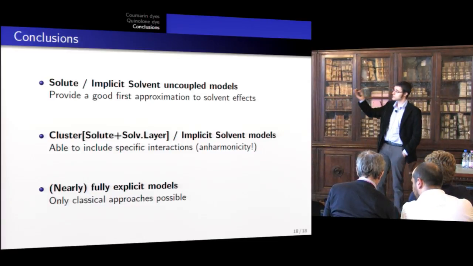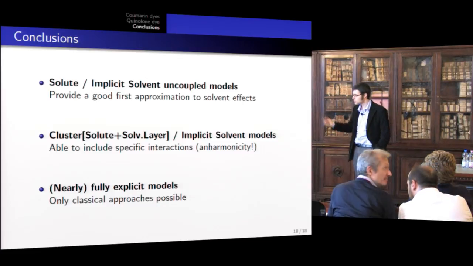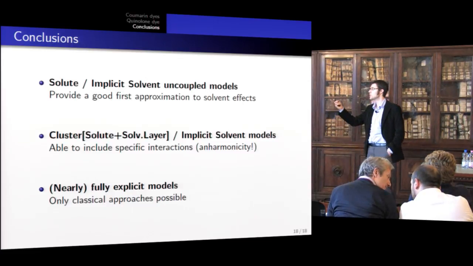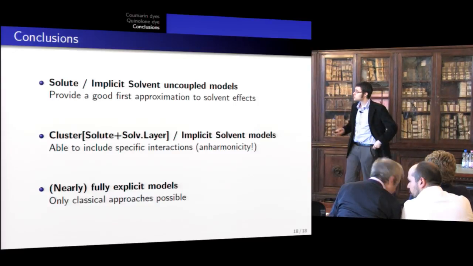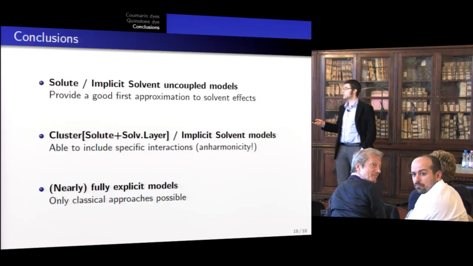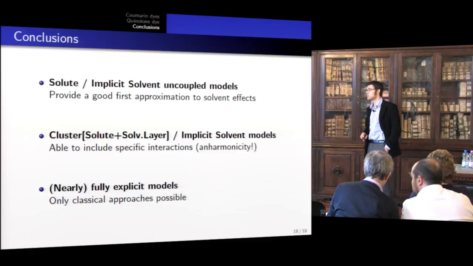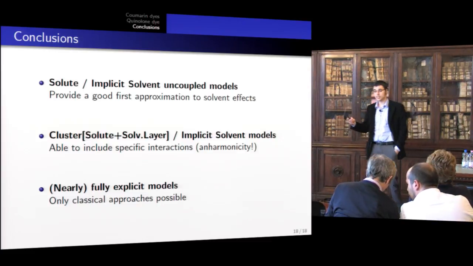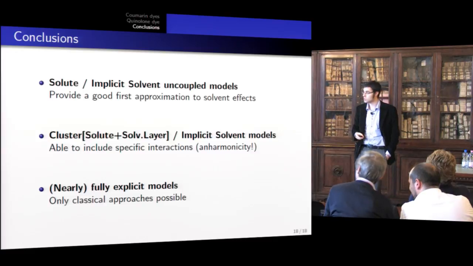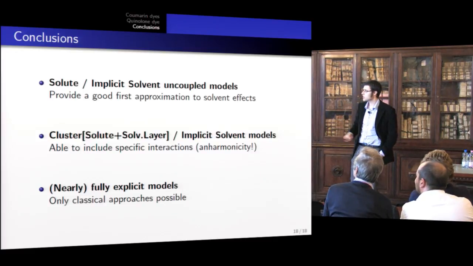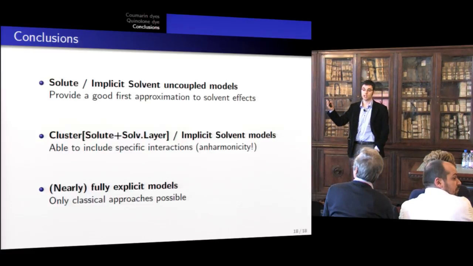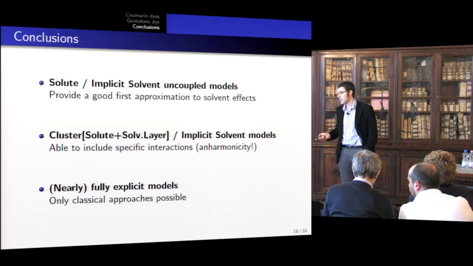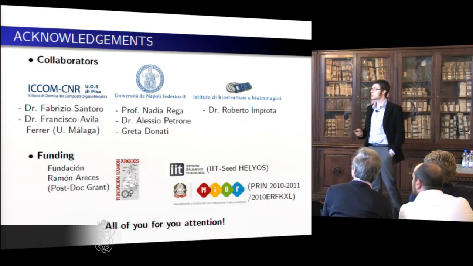So we have shown roughly 3 models: solute with implicit solvent uncoupled models, which provide a good first approximation to solvent effects. We can use cluster models if we want to include specific interactions, and it can actually work well. Or nearly fully explicit models, but for these models only classical approaches are available, and then we may have some problems in the final result.